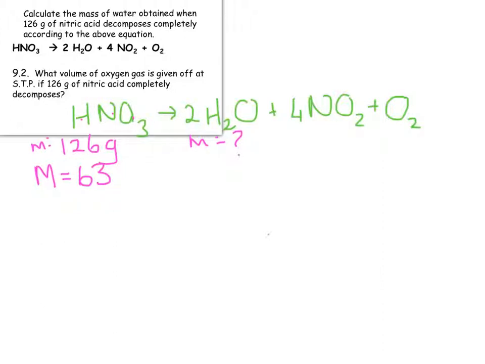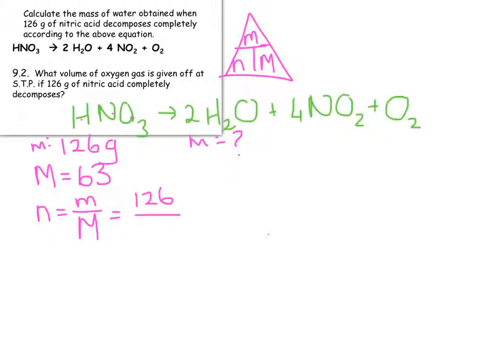And with that, I'm able to use the equation that number of moles is equal to mass over molar mass. And that information is given on the information sheet. So number of moles is equal to mass over molar mass, which is equal to 126 divided by 63. And that turns out to be 2 moles.